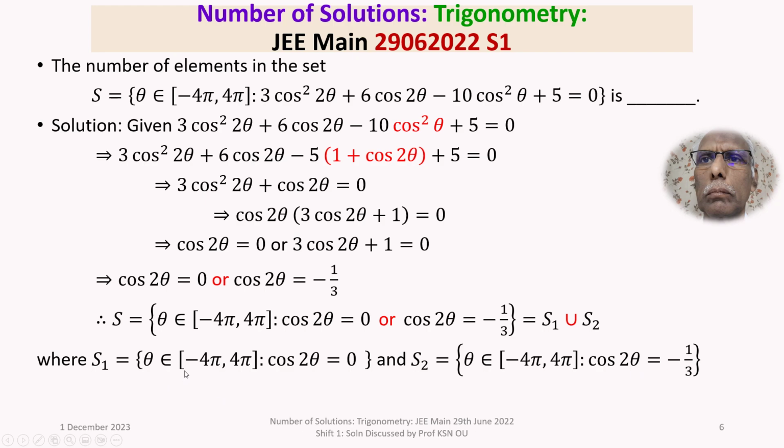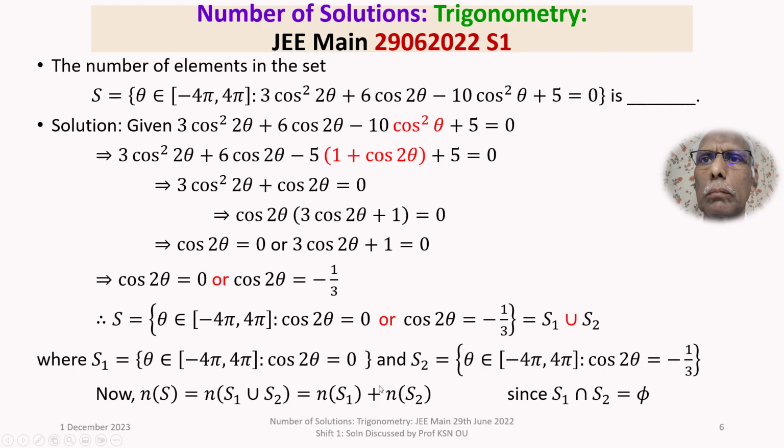And notice that no solution of cos 2 theta is equal to 0 is a solution of cos 2 theta is equal to minus 1 by 3. So there is nothing common between the sets S1 and S2. That is, the intersection of S1 and S2 is empty. We are now required to find the number of elements in the set S, that means n of S. So n of S is equal to n of S1 union S2, and that is equal to n of S1 plus n of S2 because S1 intersection S2 is empty. We compute n of S1 and n of S2 in the next slide and then compute n of S.